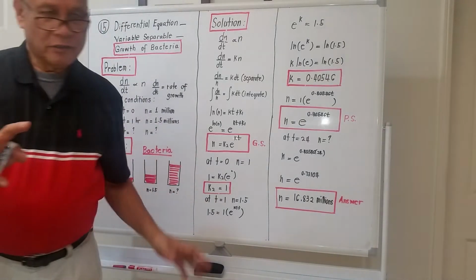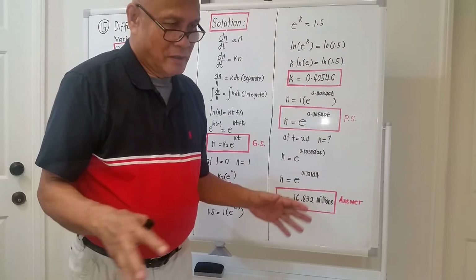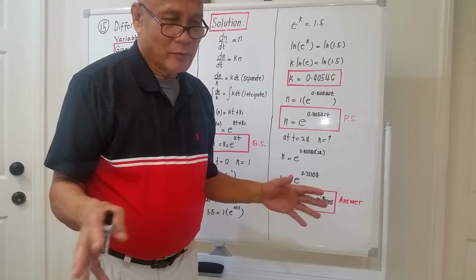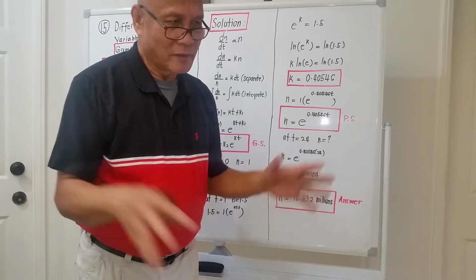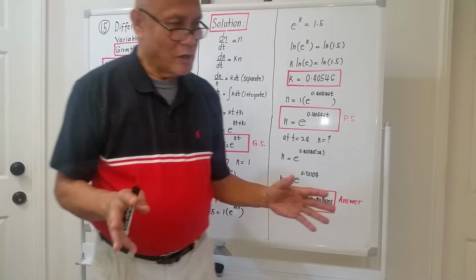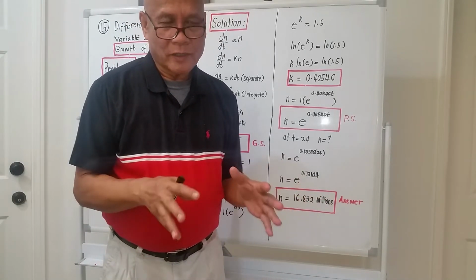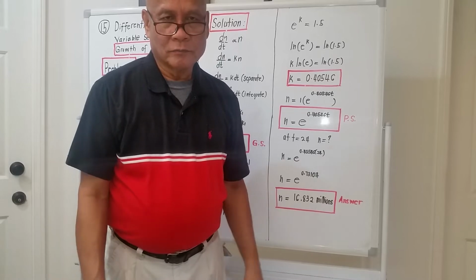I think this is a practical problem for us today. We passed by the pandemic time. We are not yet over with the so-called pandemic time. So I think at least we know how to compute the population of a bacteria using differential equation.